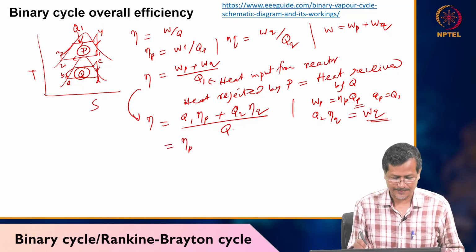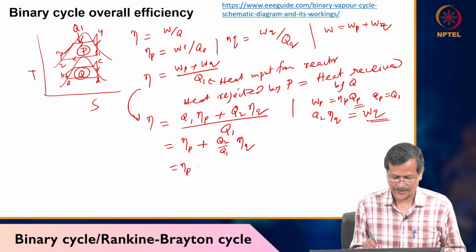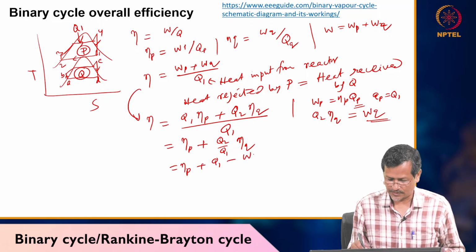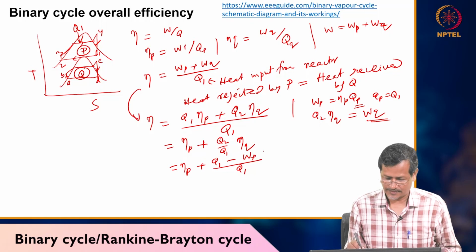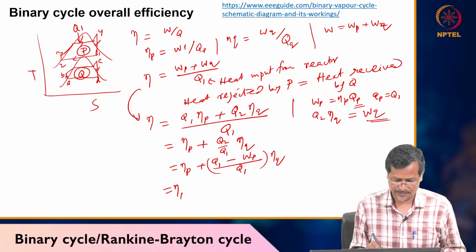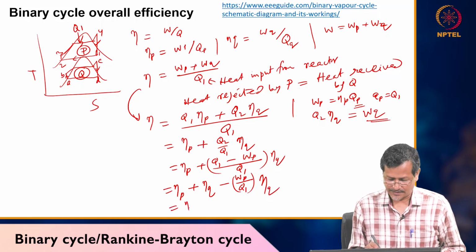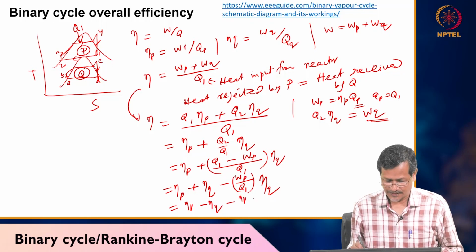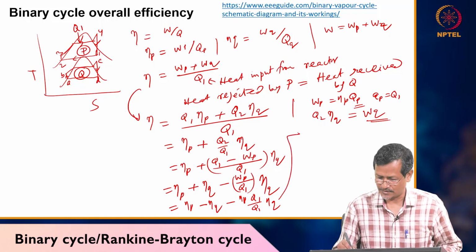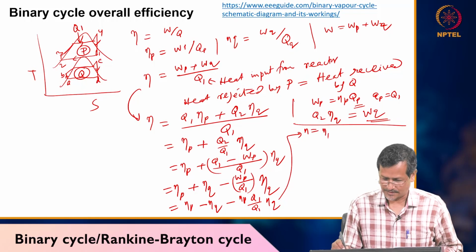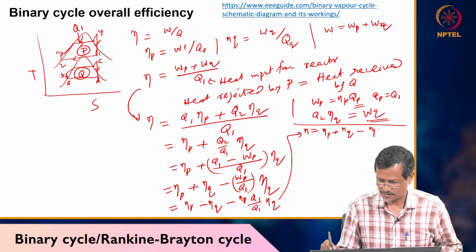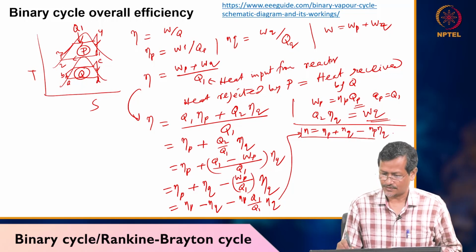Now eta equals eta P plus Q2 by Q1 eta Q. Here Q2 is Q1 minus WP, so WP by Q1 is eta P. So it gives eta P plus eta Q minus eta P eta Q. After solving this, we get eta equals eta P plus eta Q minus eta P eta Q. Okay, so this is your formula.